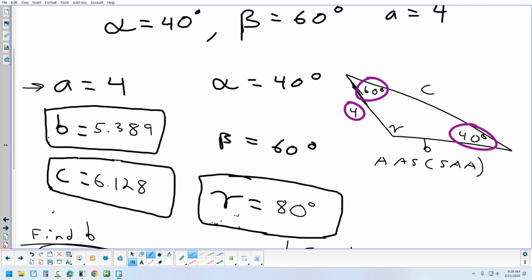Now, a couple quick things you can check, just to make sure there's not something really wrong with it. The biggest side should always be in the row with the biggest angle. Yep. Smallest side should be with the smallest angle. That looks good. And any 2 sides added together need to be bigger than the third. If that didn't happen, then you did something wrong.